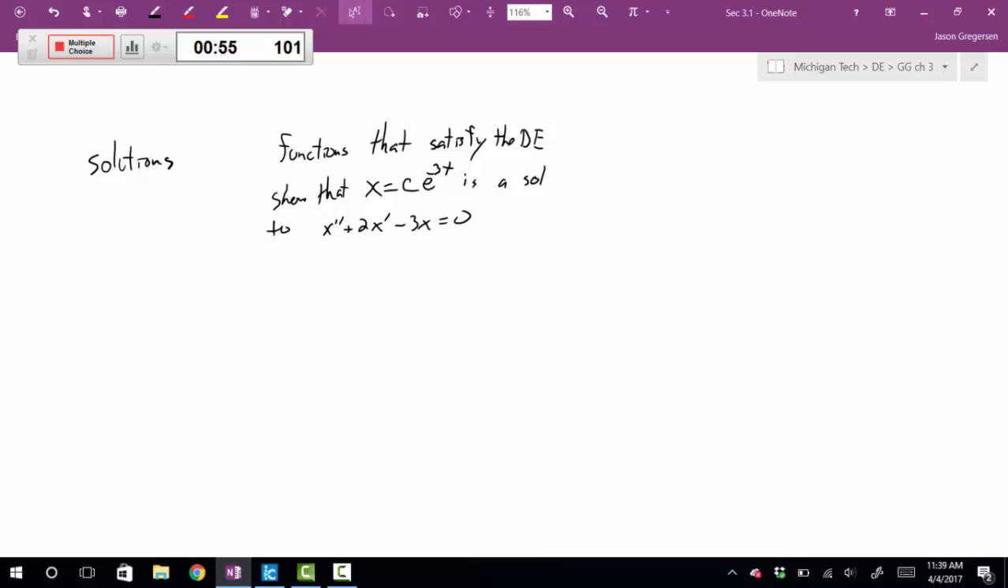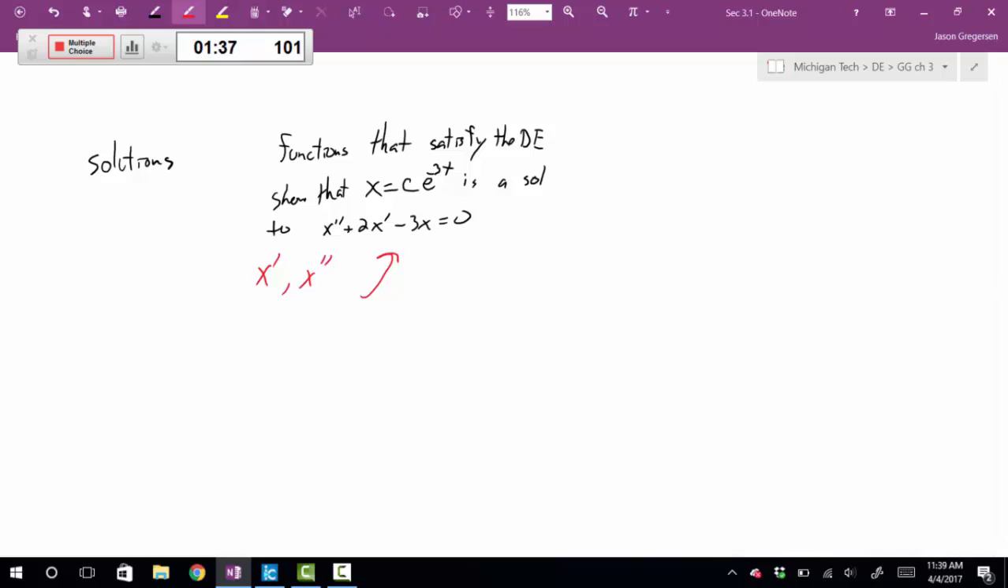A solution is a function that satisfies the differential equation. So the idea is that we had solutions. Here's an example. I'm saying this could be a solution: x equals some constant e to the negative 3t. Is it a solution to this differential equation? How would we show that? What do we have to do? Take the derivatives and plug it in, right? That's that big theme. You make some guess at a solution, take the derivatives, plug it in. And so that's exactly what we do. We would take x prime, take x double prime, plug it in, see if we get 0 equals 0, or some identical statement.